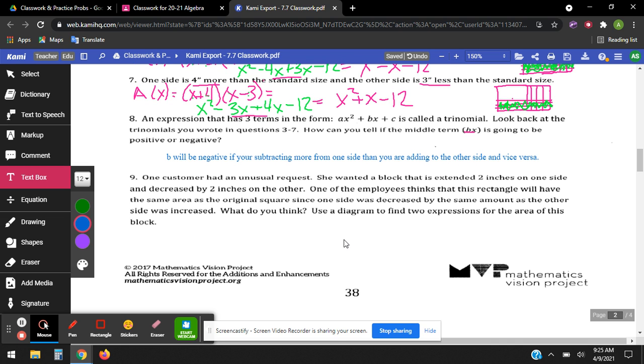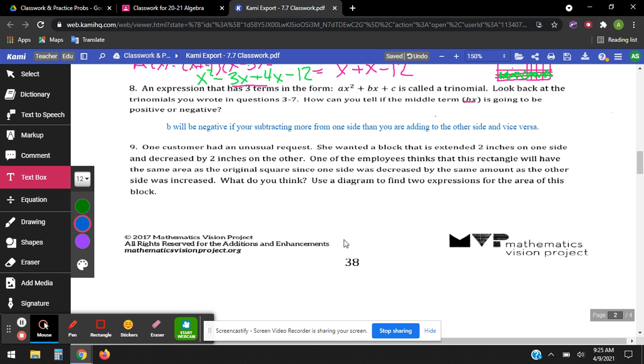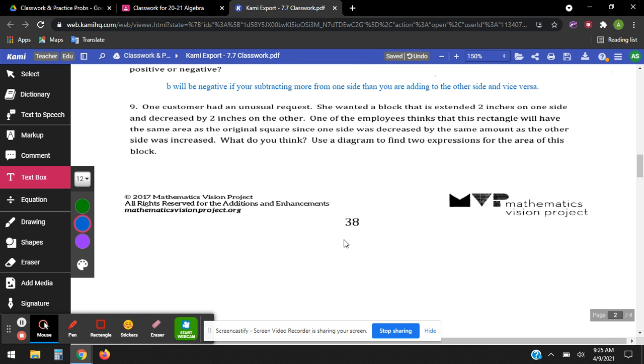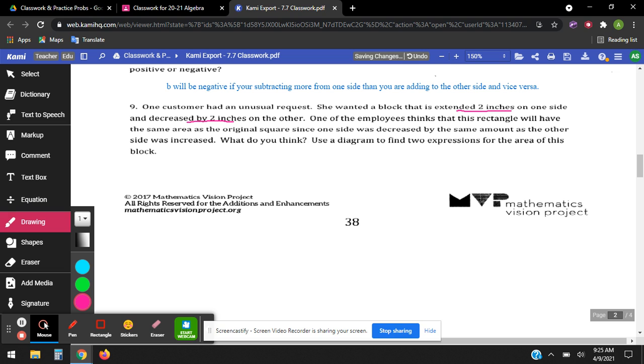All right, one customer had an unusual request. She wanted a block that is extended 2 inches on one side and decreased by 2 on the other. One of the employees thinks that this rectangle will have the same area as the original square since one side was decreased by the same amount as the other side was increased. So, what do you think? Let's use this diagram to figure it out.